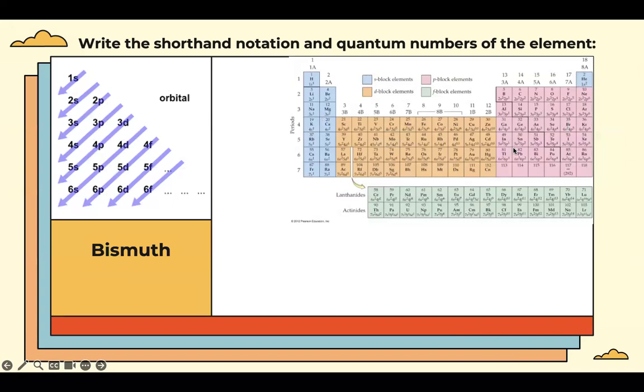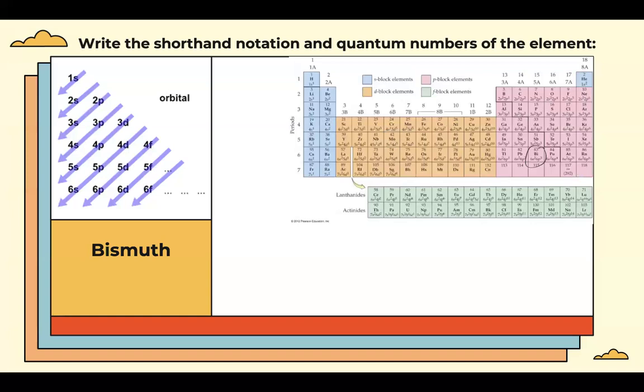Next, let's have another example for bismuth. Write the shorthand notation and quantum numbers of the element. You can pause the video and try to solve on your own before you continue the video. So in this case, where is bismuth located? Is it in the S, P, D, or F block? That's the first thing that you have to do. Identify the block. So bismuth is right here. It's 83. So it's in the P block, right?